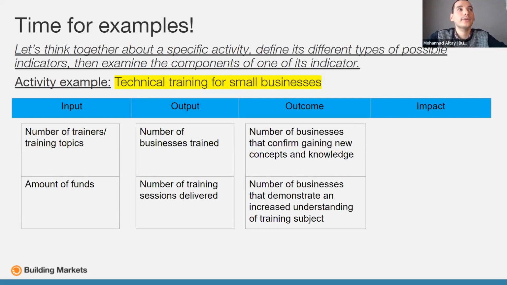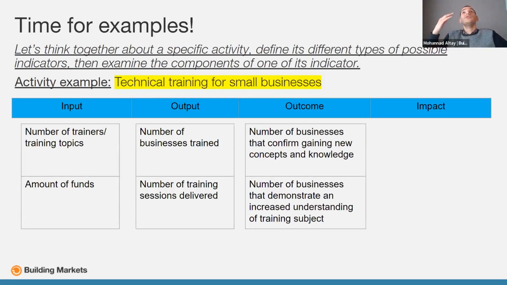And indicator type number 3 is the outcome. It is what we expect to happen, a change. This is the first change that will happen as a result of our intervention. So we train the businesses, this is what we said, right? What we expect to happen is that the businesses will confirm that they gained new knowledge and new skills, because this is what we are aiming to achieve. We want them to become stronger and more competitive.